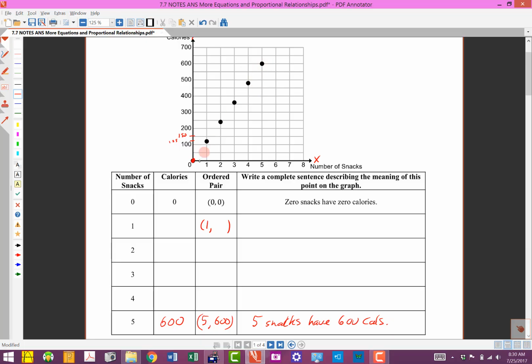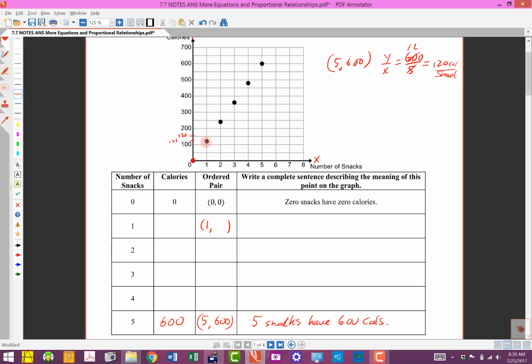Okay? Now, what's really going to help here is if we figure out the unit rate. We know that this is proportional because it goes through 0, 0 and it makes a straight line. So let's figure out what we've got here. If we've got 5 comma 600, if 5 snacks have 600 calories, let's do the ratio of y over x. So let's do 600 divided by 5. If you throw that into a calculator or do a little bit of cross cancellation, that goes in 120 times. So this would be 120 calories. So if we've got 120 calories per snack, let's go through and see if that looks pretty good.